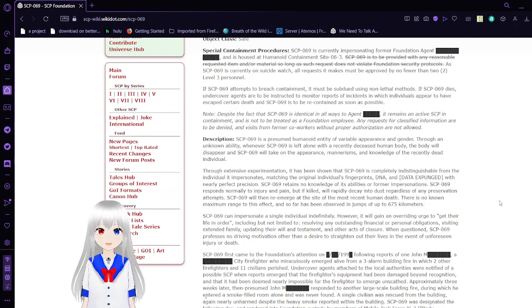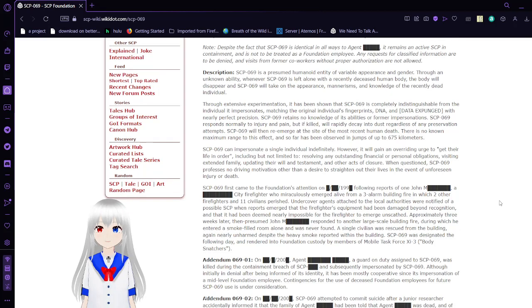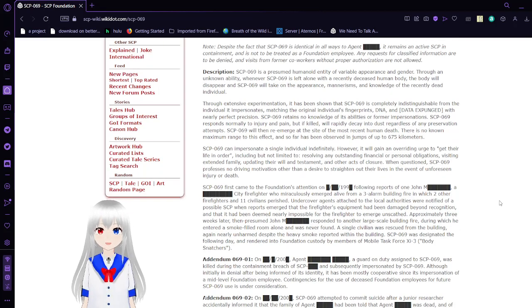If SCP-69 dies, undercover agents are to be charged to monitor reports of incidents in which individuals appear to have escaped certain death, and SCP-69 is to be recontained as soon as possible. Note, despite the fact that SCP-69 is identical in all ways to Agent Blank, I'm going to call him Agent Bob. It remains an active SCP in containment and is not to be treated as a Foundation employee. Any requests for classified information are to be denied, and visits from former co-workers without proper authorization are not allowed.